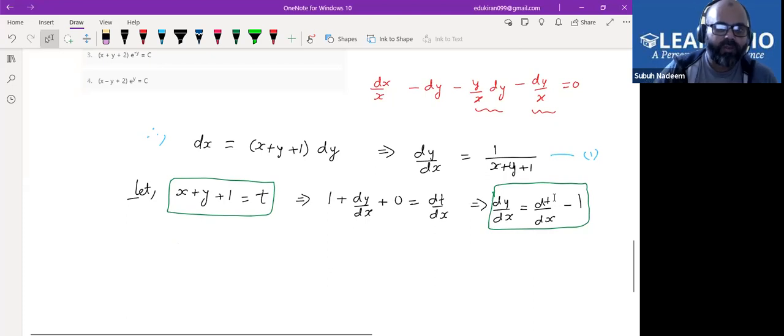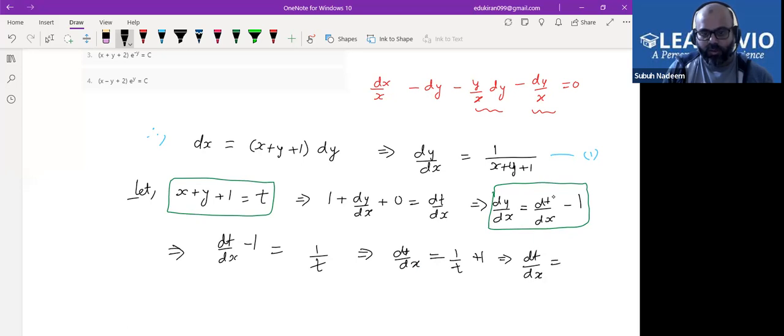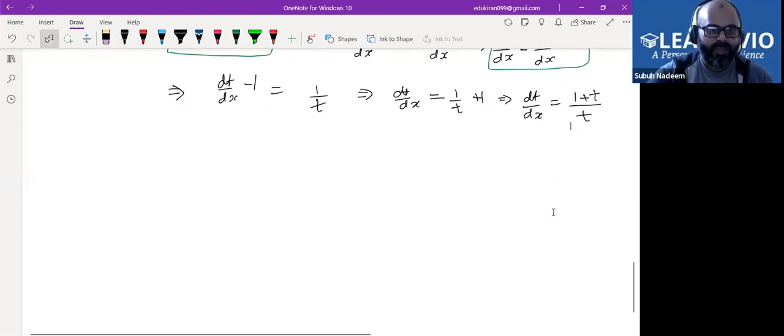So basically, when you do the substitution, what will happen is that this first equation will become dt by dx minus 1 is equal to 1 by t. So this will become dt by dx is equal to 1 by t plus 1, which means it will be dt by dx is equal to 1 plus t by t. So this is what we will get. Now we can separate the variables and it is not so difficult.